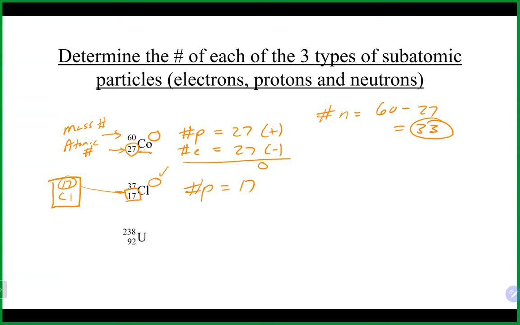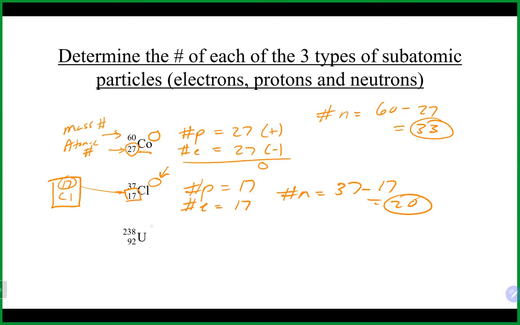Because it is neutral, once again here, we would need an equal number of electrons to get us to no charge. And our number of neutrons in this case is 37 minus 17, which would get us 20 in this case. Any questions on that one?